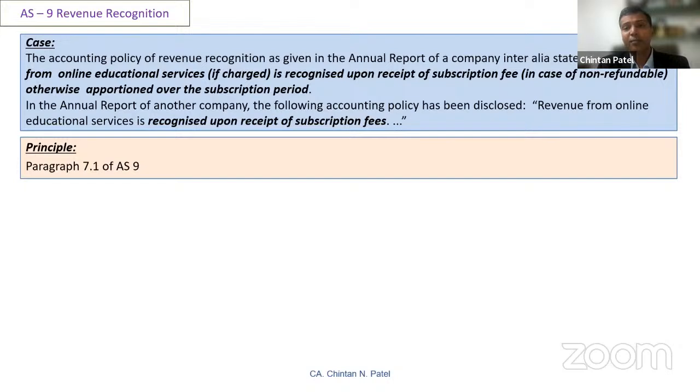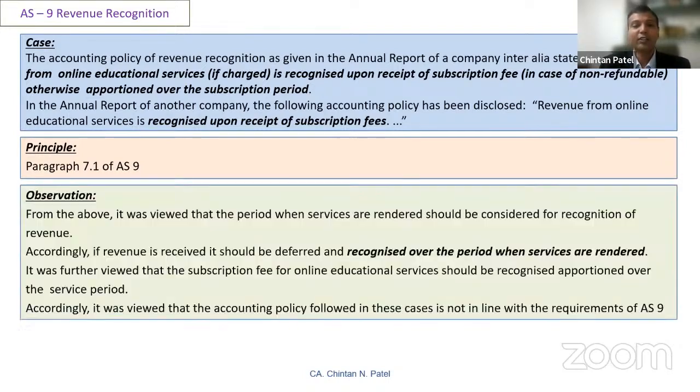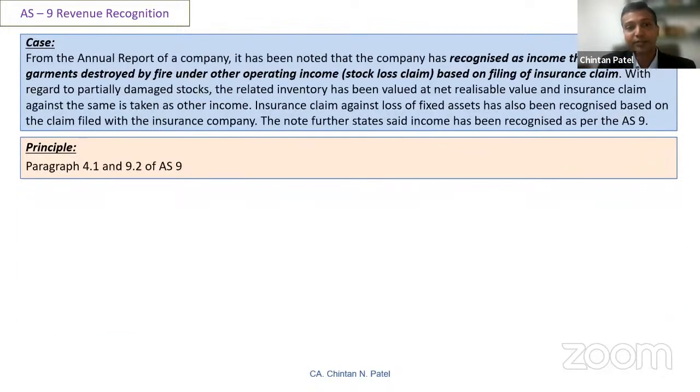Second, it mentioned that in the annual report of another company, it says that revenue from online educational service is recognized upon receipt of subscription fees. I think these both are not correct, and that's why we need to be very clear that revenue shall be recognized on an accrual basis. It should be recognized over the period of service for which services are rendered. If I received all money in advance, however, I have not performed the services, it is not correct. It is kind of advance receipt of money. So revenue can be recognized only when the services are provided or goods have been delivered, or there are two conditions which need to be fulfilled. So AS9 prescribes this condition which has to be reported in your accounting policy.